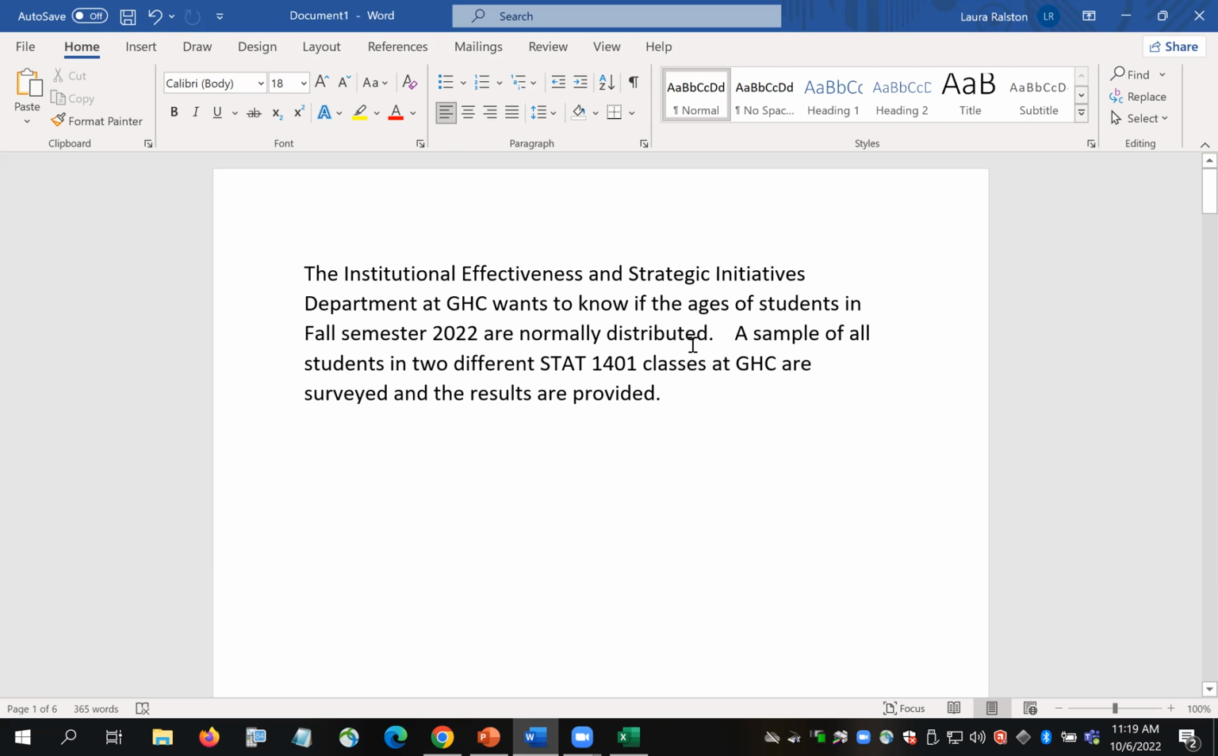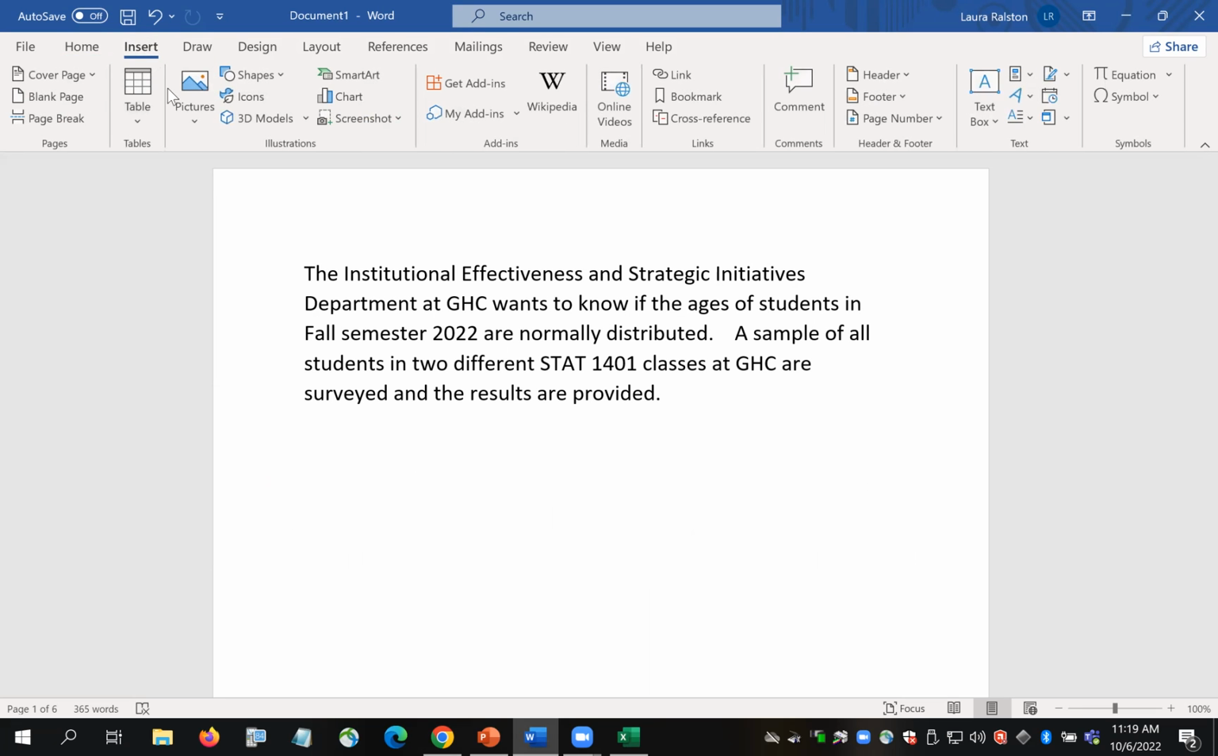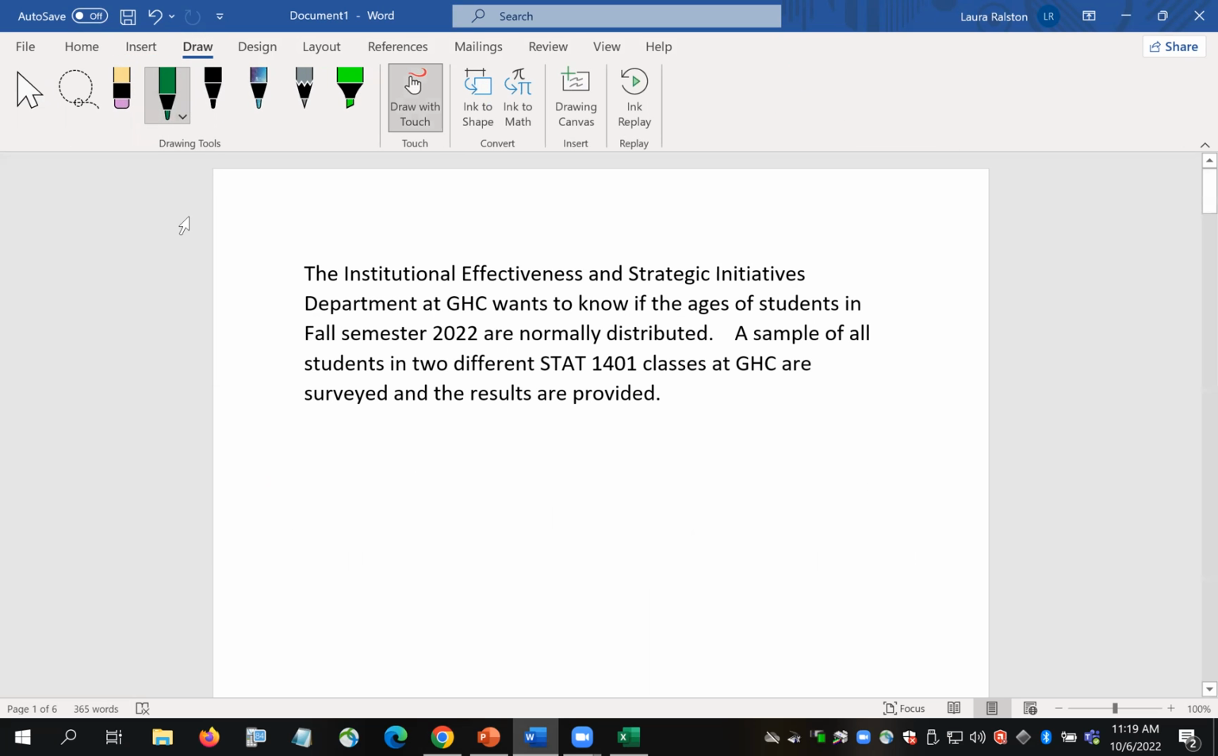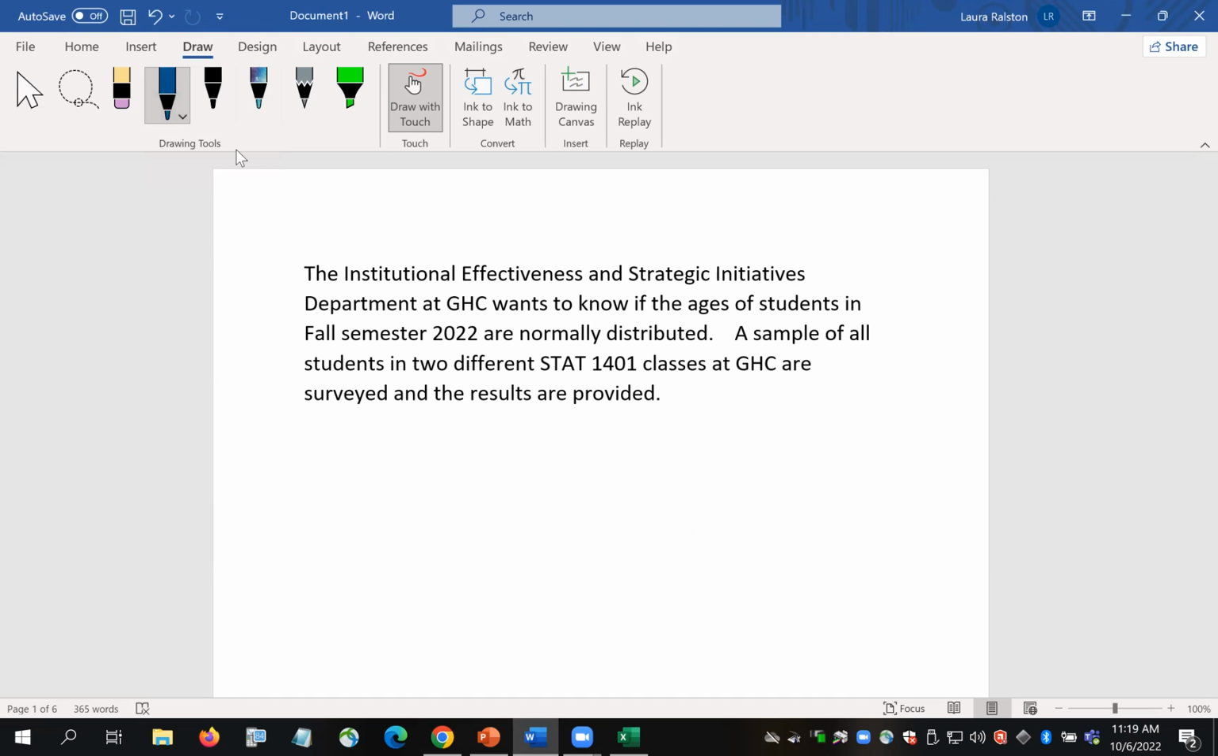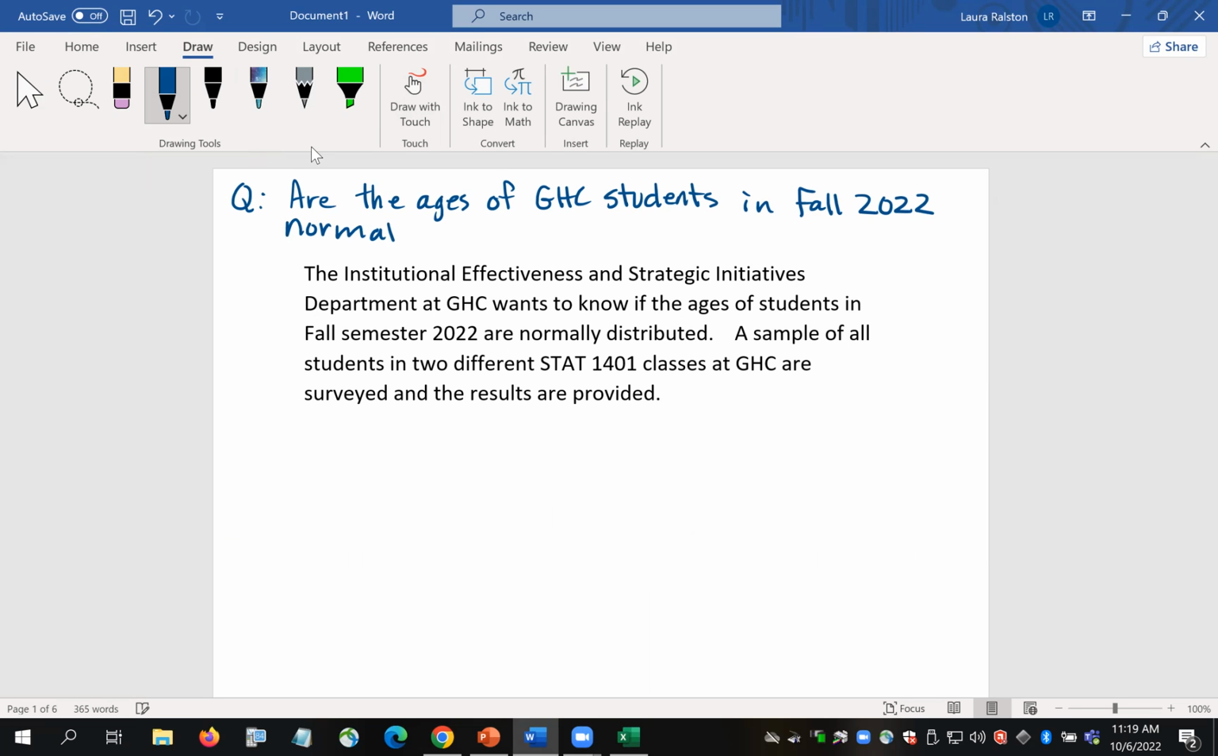So again, if you want to think about it in question form, our question here would be, are the ages of GHC students in fall 2022 normally distributed?